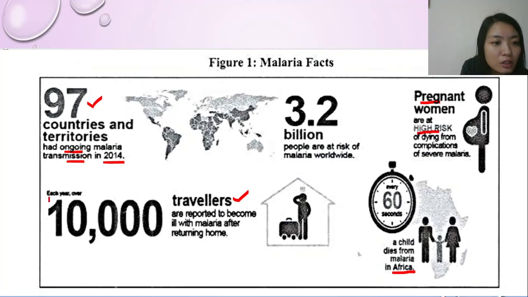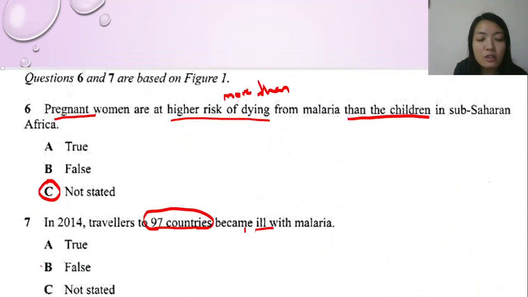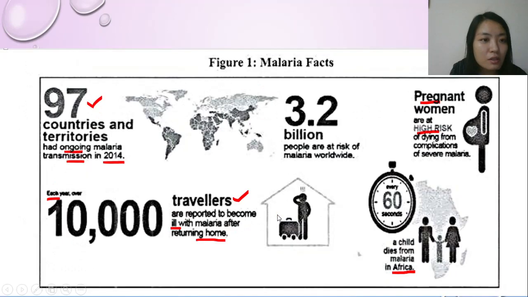And then here it says each year, travelers, they have malaria after returning home. Does it say the travelers to the 97 countries? No, it doesn't say. The travelers who go to 97 countries, you see, we go back to the text. The travelers to 97 countries, they become ill. Whereas in the text, the travelers to any country, not only to 97. Alright. And then here, it says each year, not only in 2014. So each year, all these travelers, they will become ill in, don't know how many countries. It could be many more countries, it could be less countries.